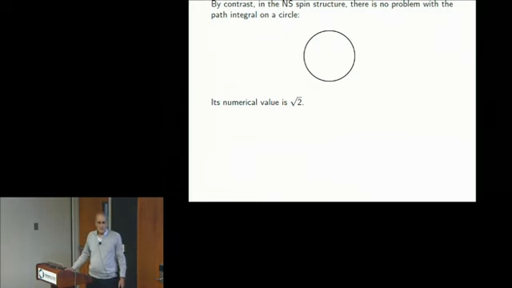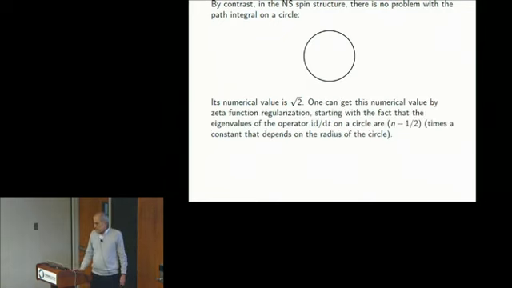If you want to know how to calculate that, one thing you could do is zeta function regularization, starting with the fact that the eigenvalues of the operator are n minus a half times a constant that depends on the radius. And then if you feed that into zeta function regularization, after a while, you'll get the answer square root of 2.